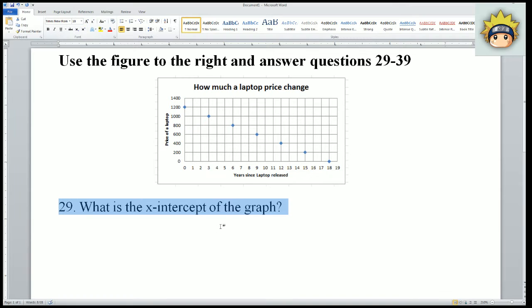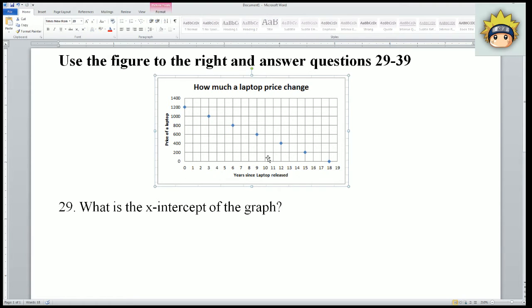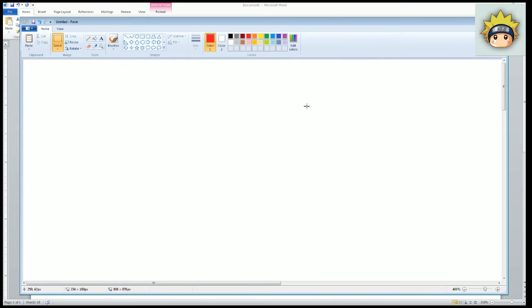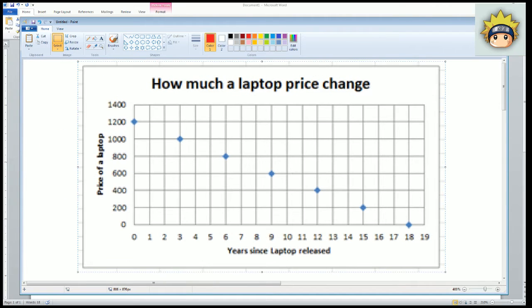29 asks, what is the x-intercept of the graph? Remember that the x-intercept here is where the function crosses the x-axis. The x-axis is right here horizontally. Okay, so let me pull up the graph for you so you can see it better. Alright, here's the chart. Right, here's the x-axis.